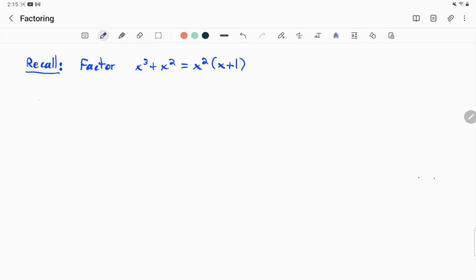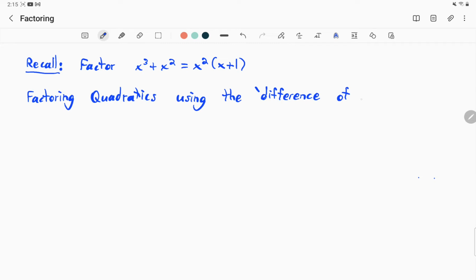So now we're going to do a special case of factoring polynomials. It's factoring quadratics. That means exponent of 2. And I'm going to say using the difference of squares method. What that means is, let's give an example. Always doing examples.